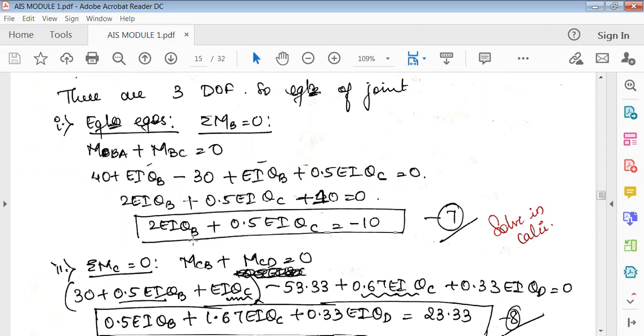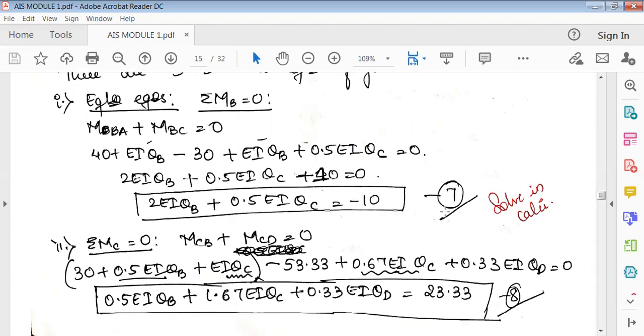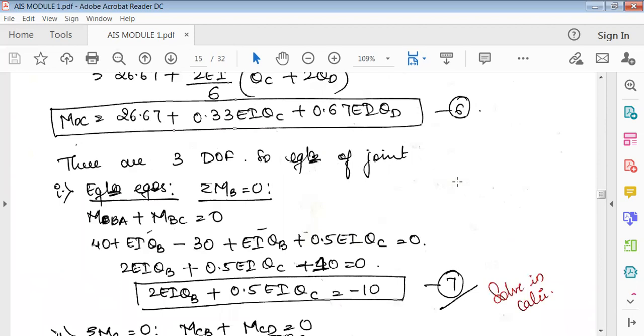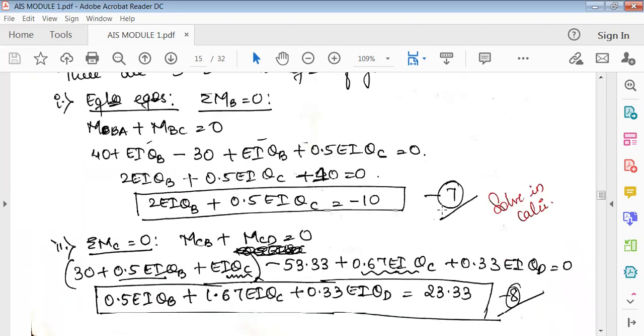And that would be theta B plus theta C should be equal to a constant. So it is 2 EI theta B plus 0.5 EI theta C. Here it is plus 10. When it goes to the right hand side, it becomes minus 10. Now write it as equation number 7. Why I've written 7 is to maintain the continuity. Six we have already completed here, so this is equation 7 now.